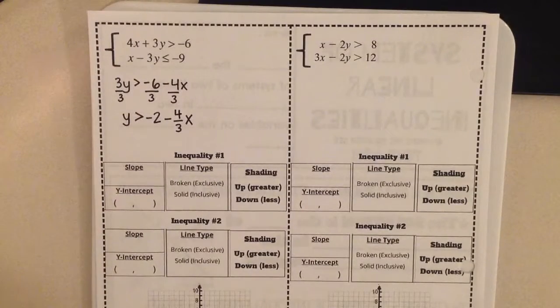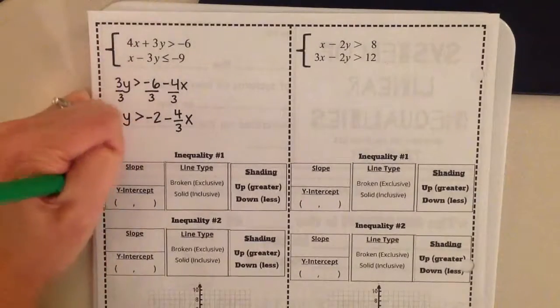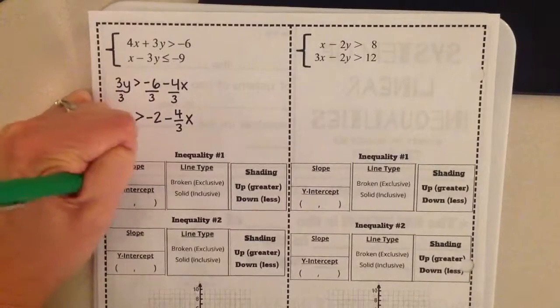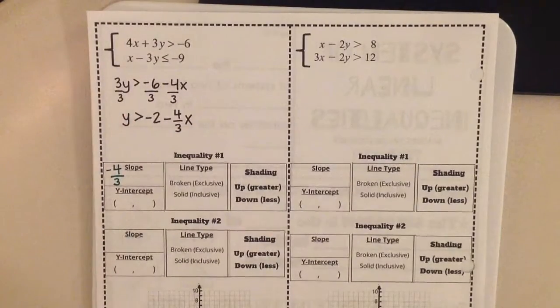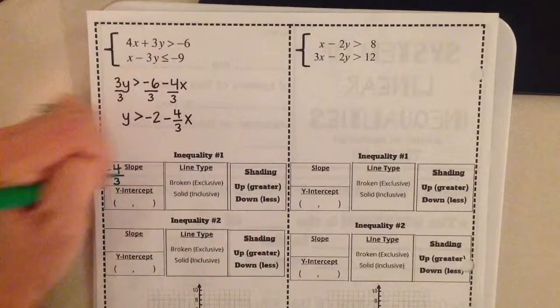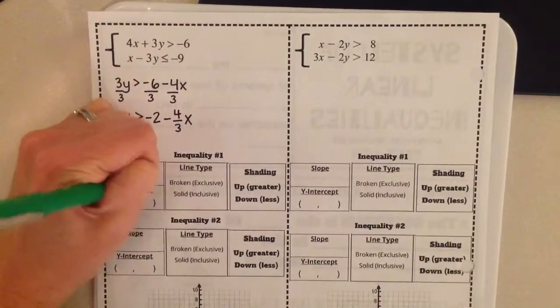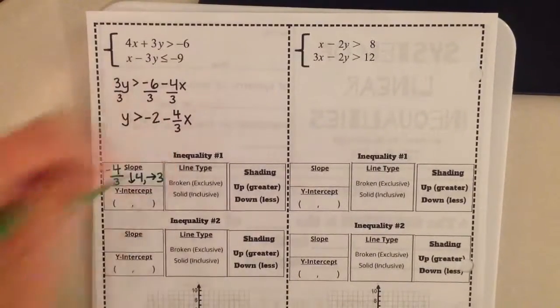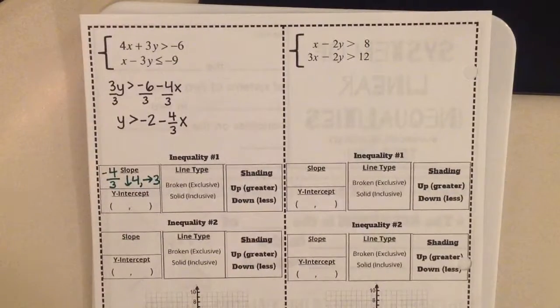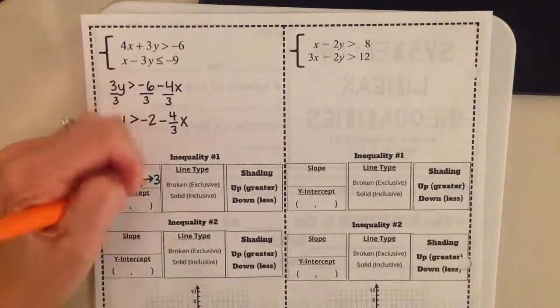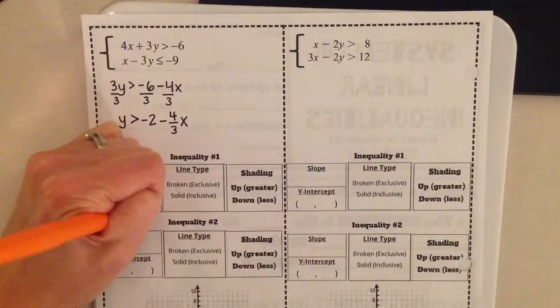So first thing I need to identify is my slope, and that is a negative 4/3. And I need my slope so that I know what direction to move to make my ordered pairs. So since it's negative 4, that's down 4 and then right 3. And that's how I'm going to move between my ordered pairs. My y-intercept is negative 2, so that's the point 0, negative 2.